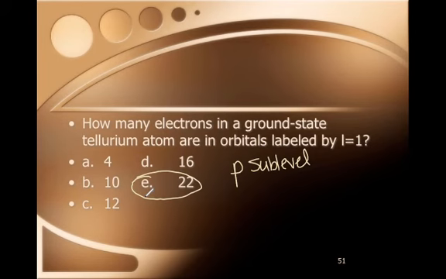How do you know l equals 1 means p sublevel? When l equals 0 it is s, 1 is p, 2 is d, and 3 is f. I guess that's just something you have to know. Yeah, you have to know that part. If it had added in there that n equals 3 and l equals 1, then you would just go to 3p. But it says all the p sublevels.